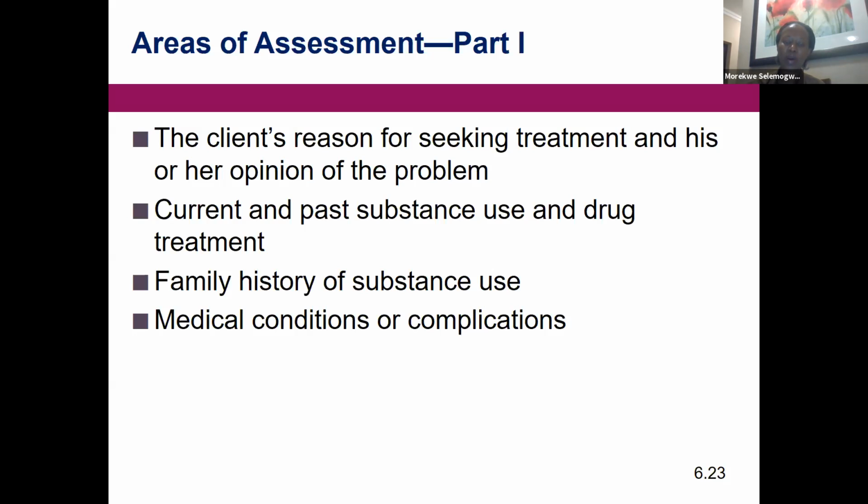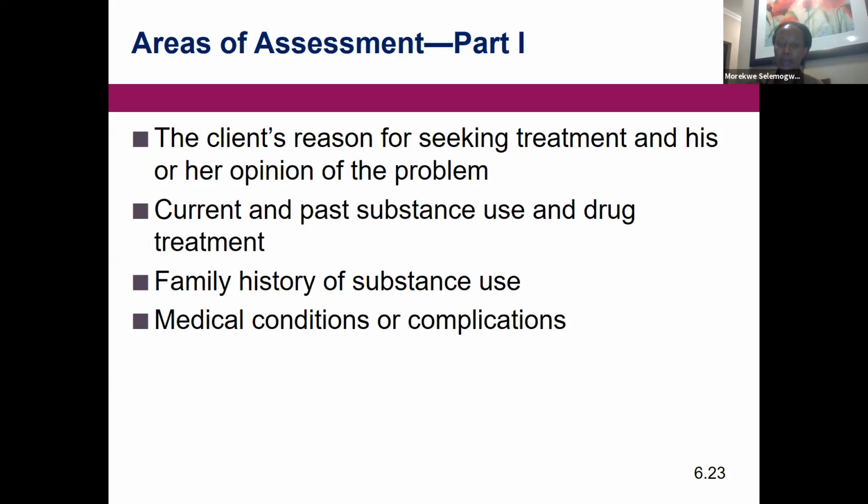The information about the client's opinion about the problem also gives you information regarding the insight and judgment about the problem. We also want to look at the current and past substance use and drug treatment. That information would help you in determining the patterns of drug use. It will also help you to determine the recovery, if there was any, whether there has been any lapse or relapse. And you would also want to get information in terms of when they first started using the substances, and the types of substances they're using.